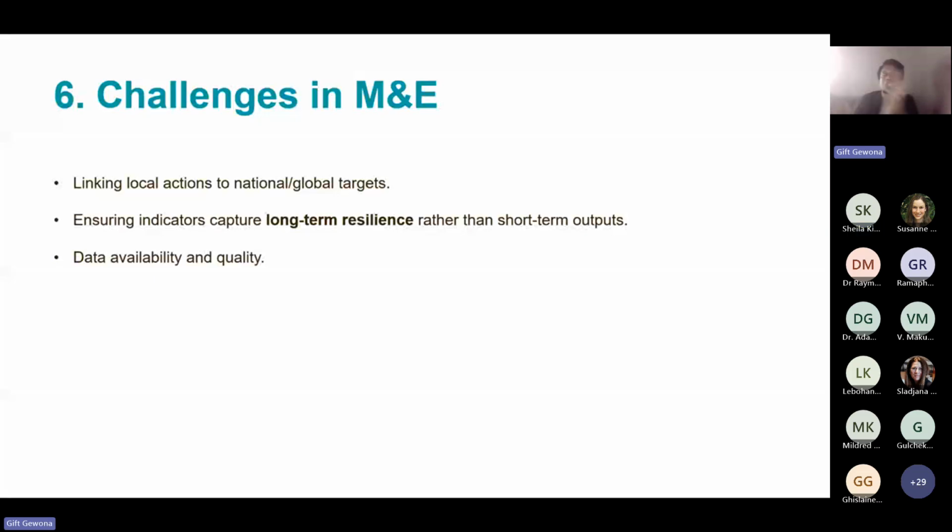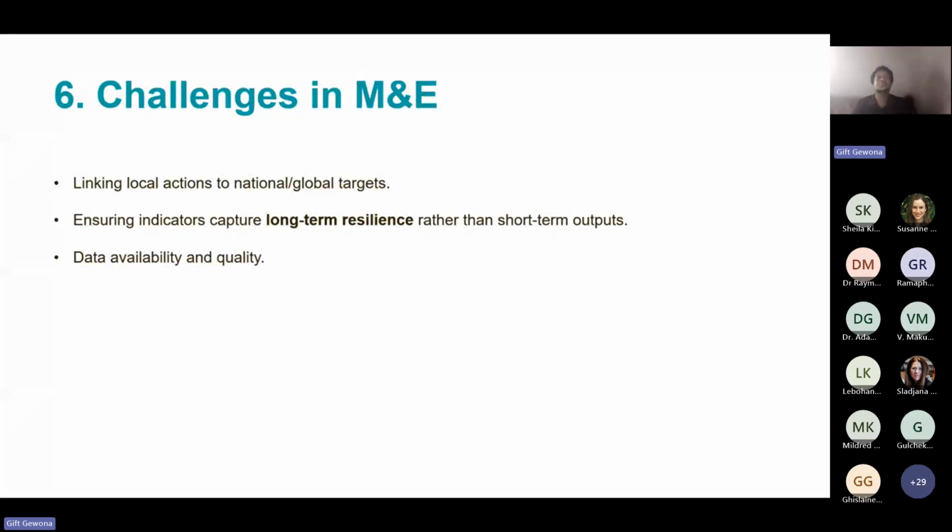Sorry for that. So some of the challenges were mentioned by the first speaker, and I think by Susan, and it's true. The challenges do exist, and one of the 3 big challenges here is linking local actions to national or global targets. For instance, how do we link the local adaptation efforts that are happening at the community level with the broad framework of the global goal on adaptation? And how do we ensure that indicators capture long-term resilience rather than short-term outputs? So those are the issues that need to be factored into the design.